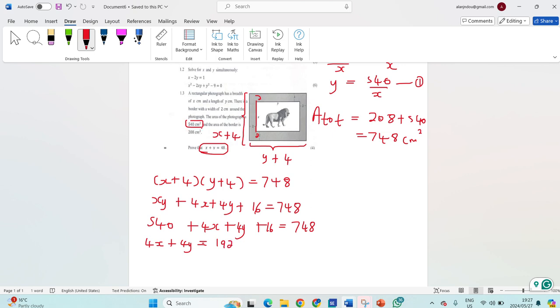Now let's see. I can divide everything by 4, since 4 is a common factor. If I divide everything by 4, I'm left with x plus y is equal to what? 192 divided by 4 is 48. And I have proved that, without even solving for x and y separately. I've shown that x plus y is equal to 48, and this is what we were required to prove. These are the steps you can follow to prove that x plus y is equal to 48. This was question 1 of June 2024, Limpopo. Thank you for watching.